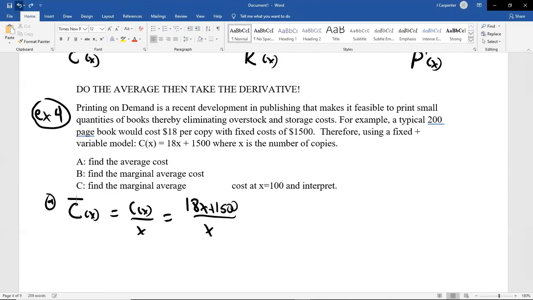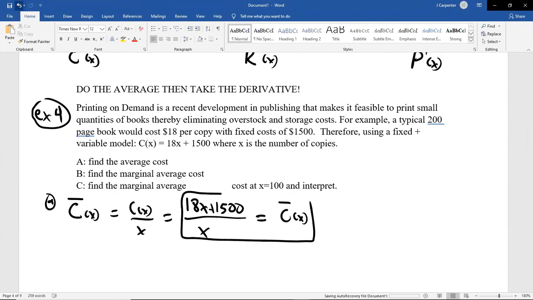And then we divide that by x. Let me write it a little cleaner though. This is our C bar. This is our average cost function. So if you produced 0 units, you'd plug in x equals 0, and your average cost would be infinite because you'd be dividing by 0.